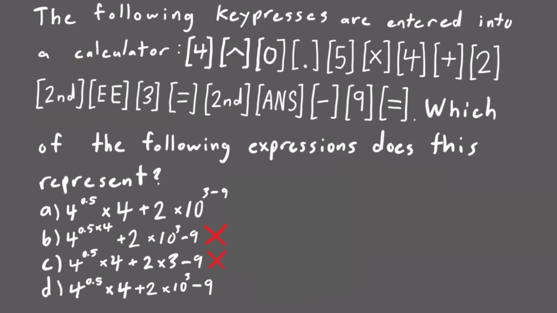Even though in the next step we take the answer and subtract it from 9, this does not affect the exponent of the previous calculation. The first part is done, and all that's left is to subtract 9. This rules out A, leaving us with the final answer, D. You can see here that every operation is clearly expressed in D.